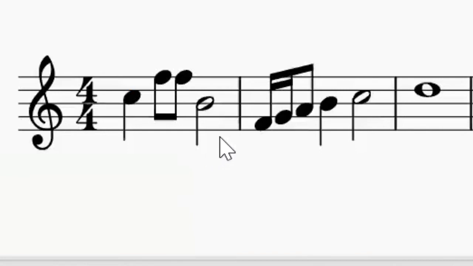So let's work out its letter name. Every good boy. B. How exciting and easy.